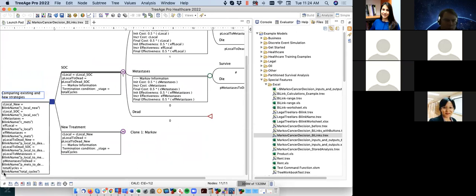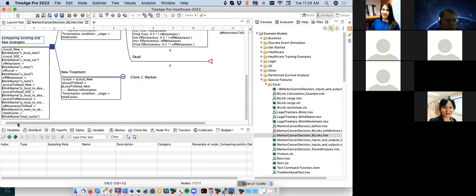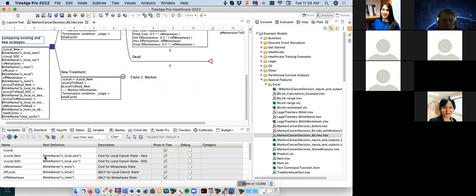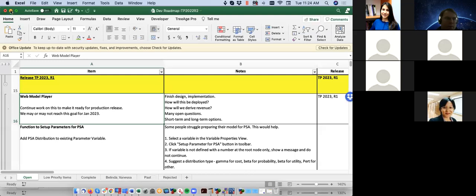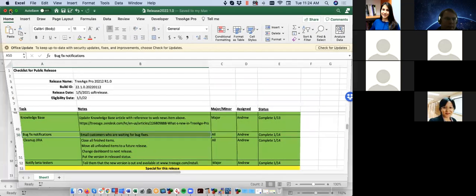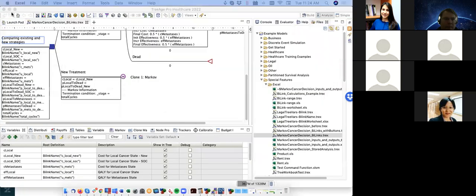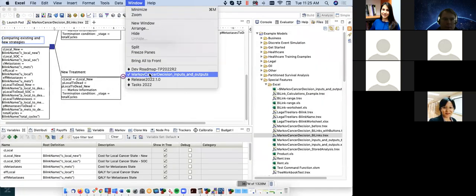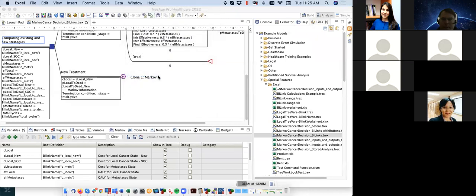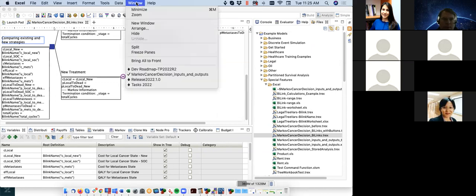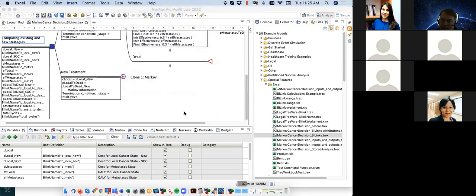And what you'll see in this model is that there's a lot of variables that are defined with this Bilink name function. What that means is this value is actually in Excel. So not that one, sorry. Or this one. Here it is. I can't seem to bring up the Excel, but there's named cells in Excel that relate back to these.